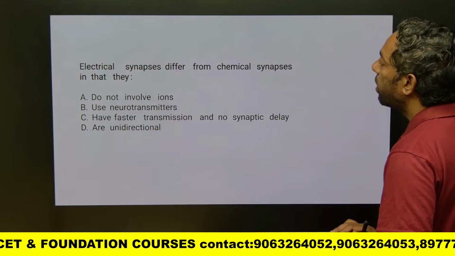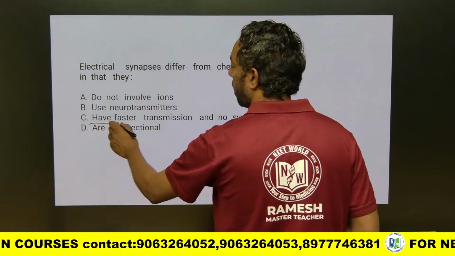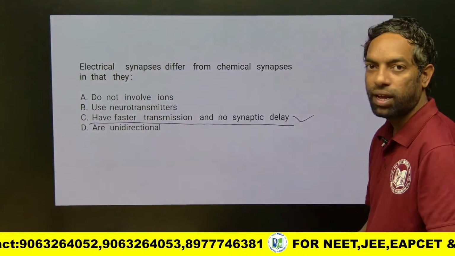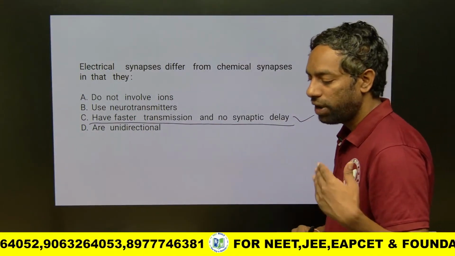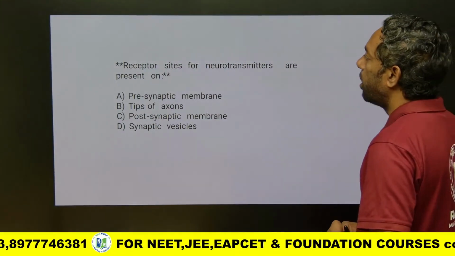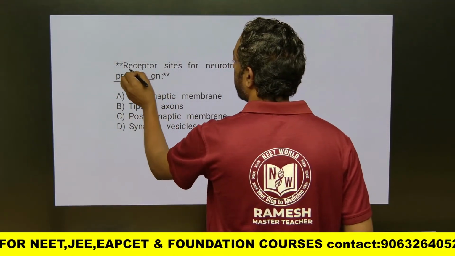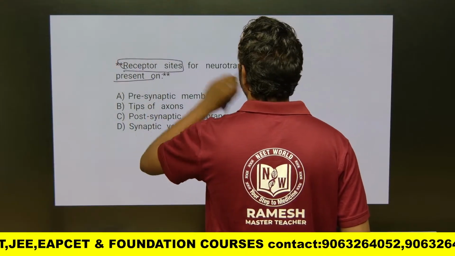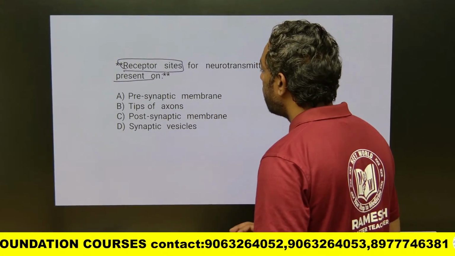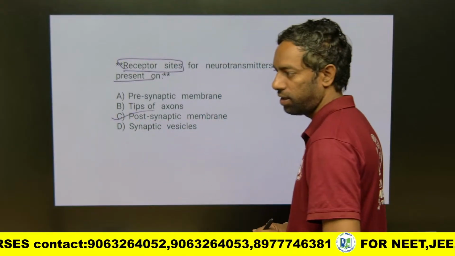Electrical synapses differ from chemical synapses. Electrical synapses have faster transmission and no synaptic delay. Chemical synapses are located where the synaptic cleft is there. Receptor sites for neurotransmitters are present on: presynaptic membrane, tips of axon, postsynaptic membrane, or synaptic vesicles. Postsynaptic membrane. Okay.